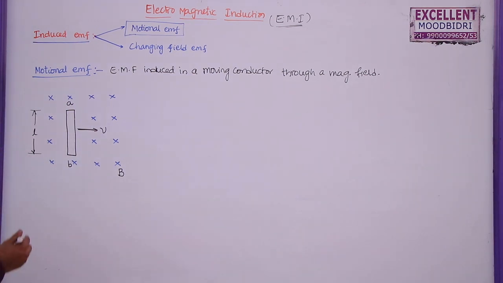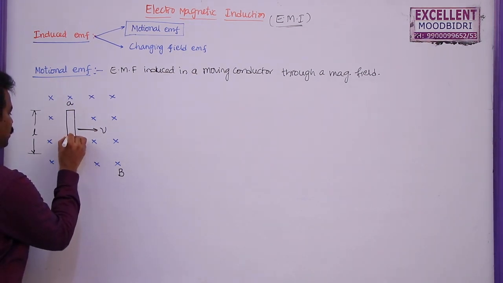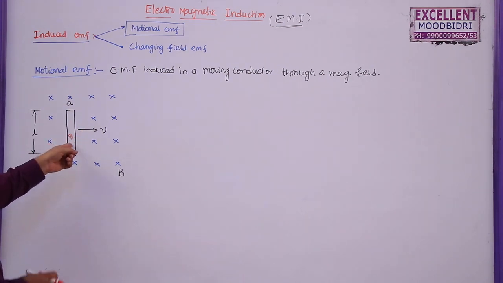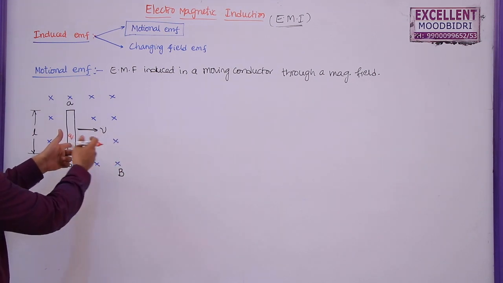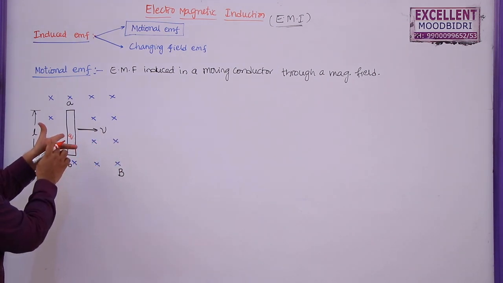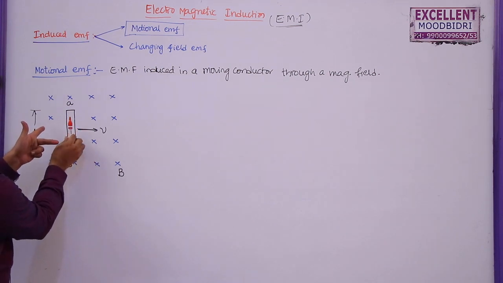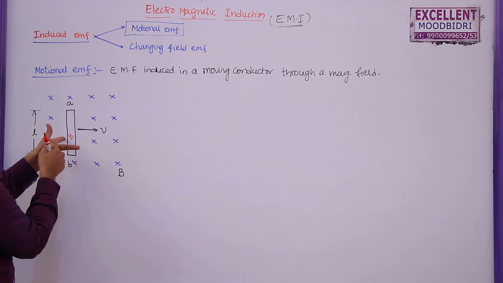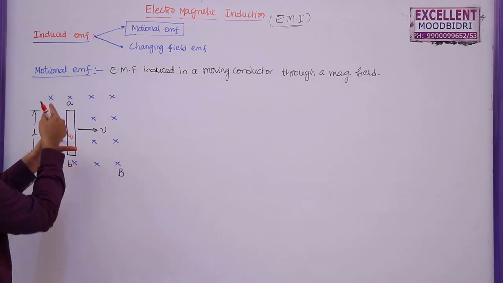one charged particle here, which is Q. Now, when this conductor is moved towards the right side, by using Fleming's left hand rule, the field is acting inwards. Here, the magnetic field is acting inwards. This is the direction of motion of the charge, because I am moving this conductor in this direction. So this charge will experience a force in the upward direction.